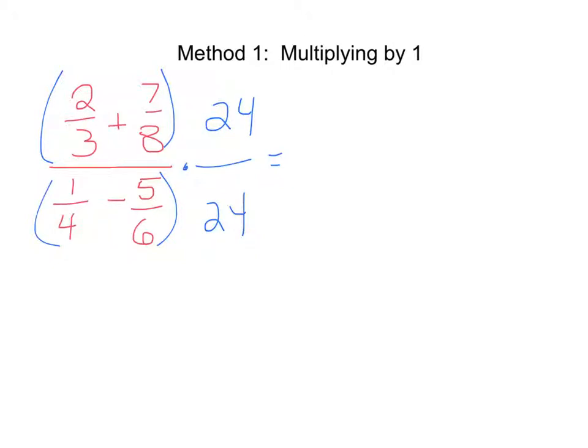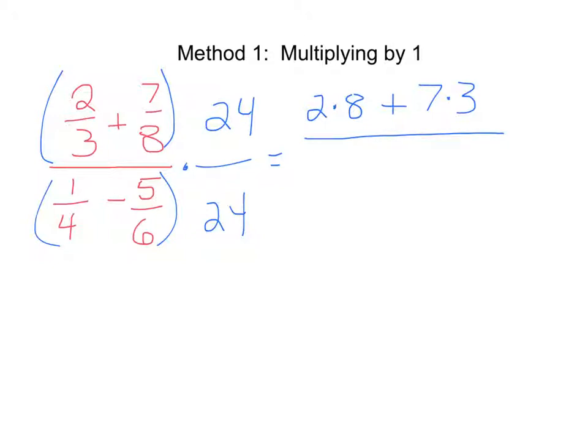So, you could think 24 times 2 is 48 and then divide that by 3. But an easier way to do that is say, well, 3 goes into 24 8 times. So really, this is going to be 2 times 8 plus, and now we're going to move to the second term up here. 8 goes into 24 3 times, so it's really 7 times 3. And that's our new numerator.